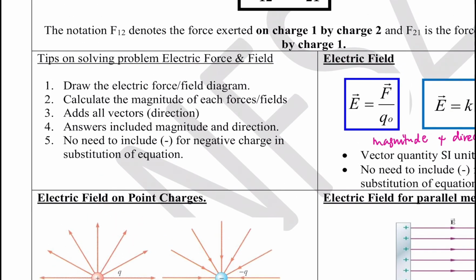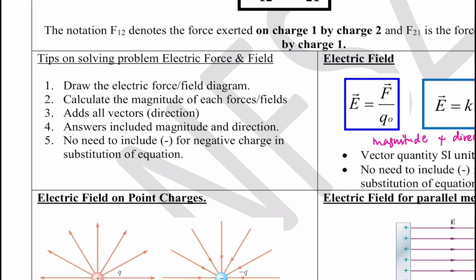So, kita ada tips dekat sini on solving problem like regarding electric force and electric field. So, first of all, dapat soalan, lukis dahulu. Okay, gotta draw the electric field, force ataupun electric field. Then, calculate the magnitude for each of the forces. So, kalau kita ada force F1, F2, calculate satu magnitude. Then, add all vectors, include the direction. Means that you akan buat table lah. Tengok balik video chapter 1 saya. X dan Y. Okay. So, answers include magnitude dan juga direction. No need to include negative for negative charge in substitution of equation.